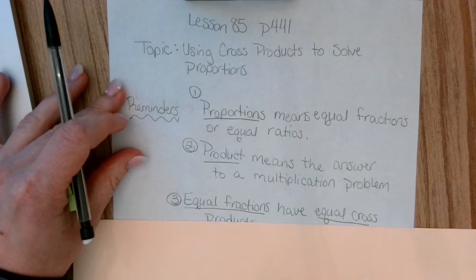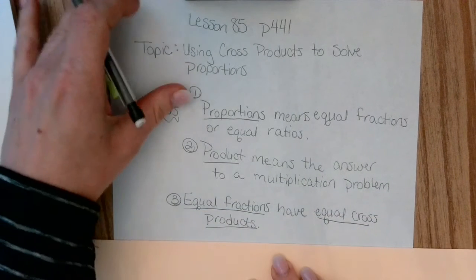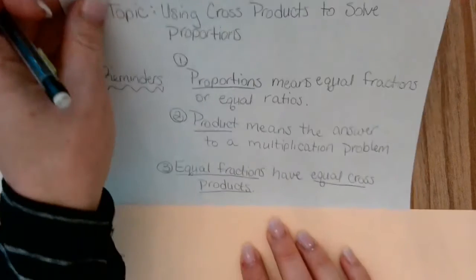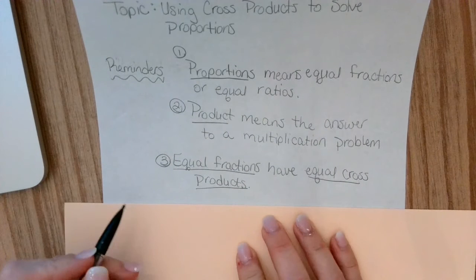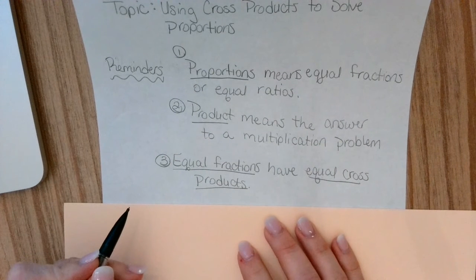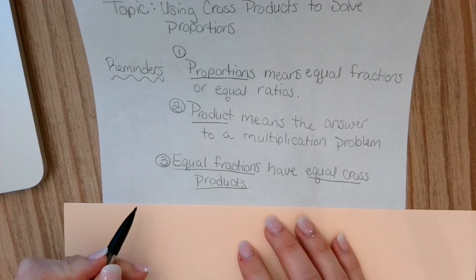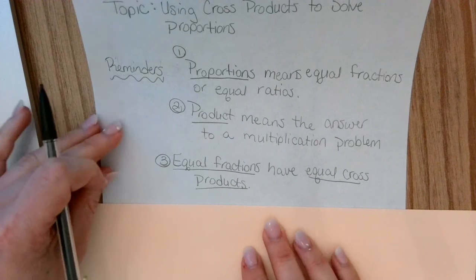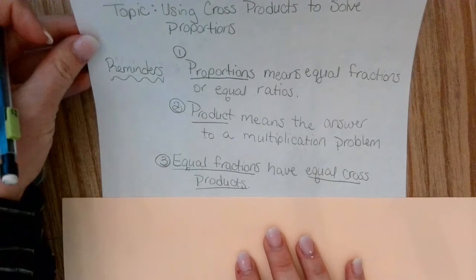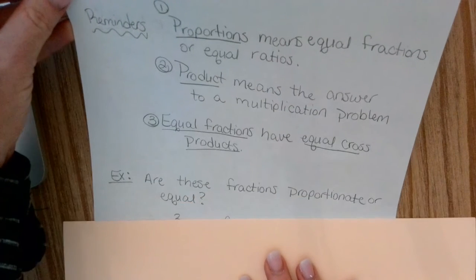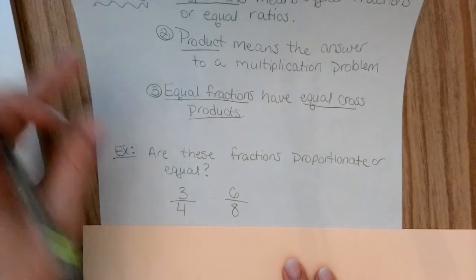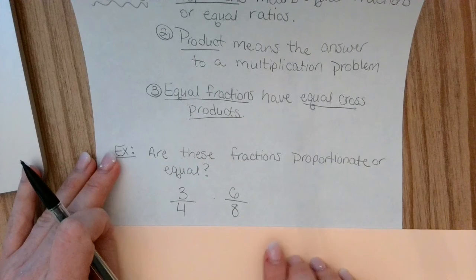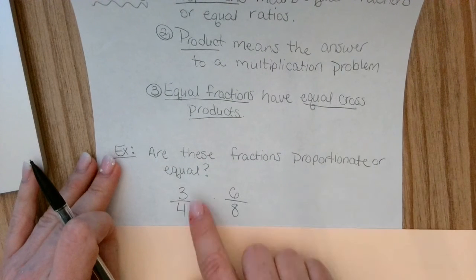And then lastly, equal fractions have equal cross products. So if they do not have equal cross products, then they are not equal fractions. So let's look at this first example right here. Are these fractions proportionate or equal? Remember, proportionate and equal mean the same thing.